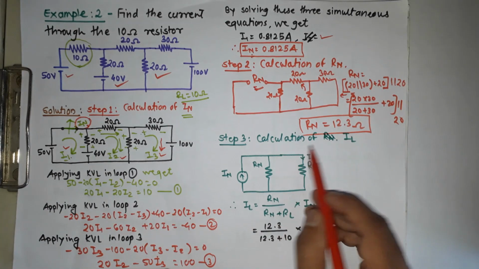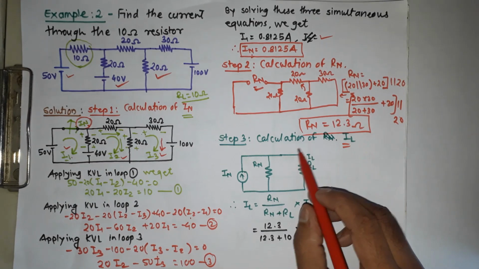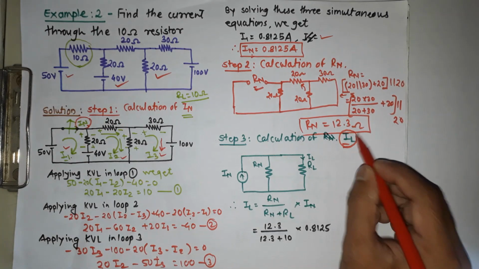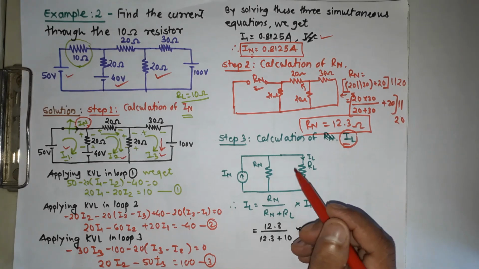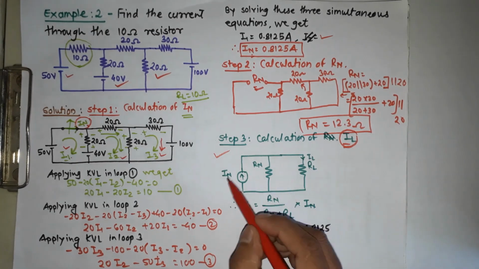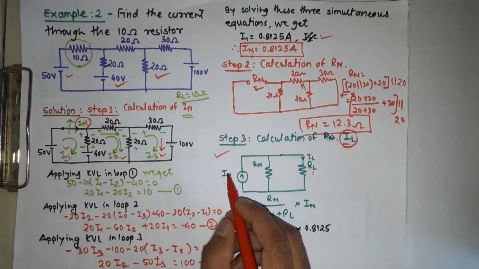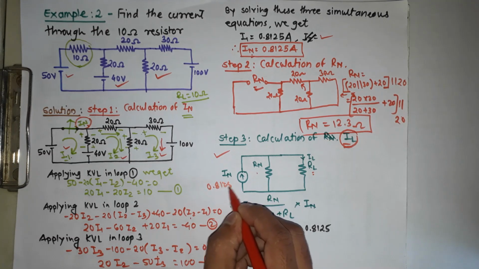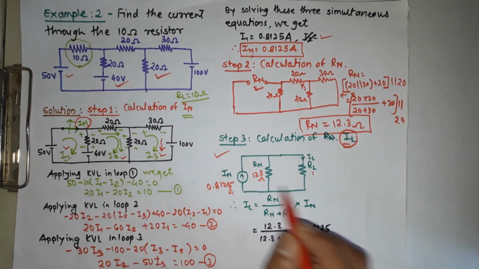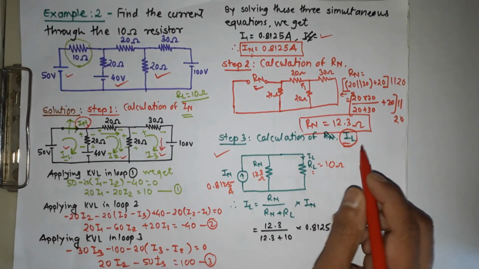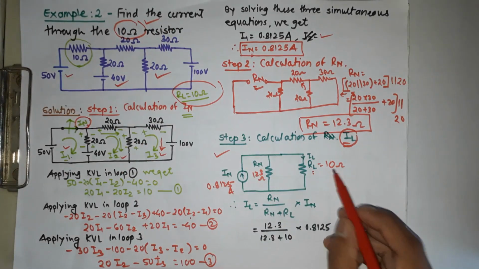Now the next step is calculation of IL, the load current, that means current through the load resistance IL. For this step, we are replacing the network with the Norton's equivalent network. So here it is IN, RN in parallel with load resistance. We found the IN is 0.8125 ampere, RN is 12.3 ohm, and the RL is 10 ohm. The resistance through which we have to find the current will be the load resistance, so it is 10 ohm.